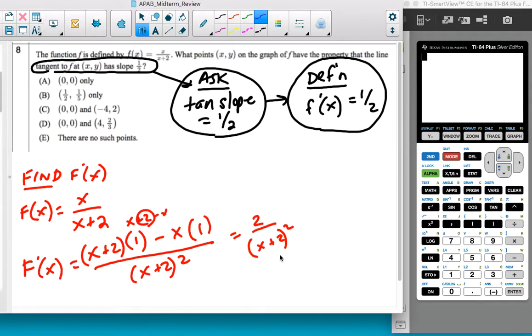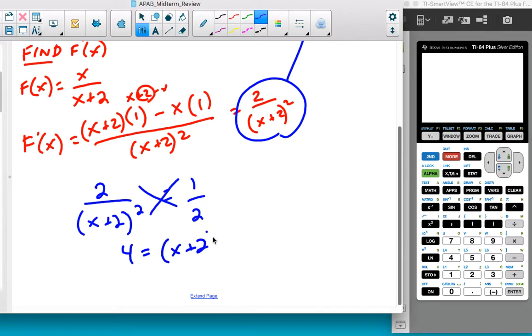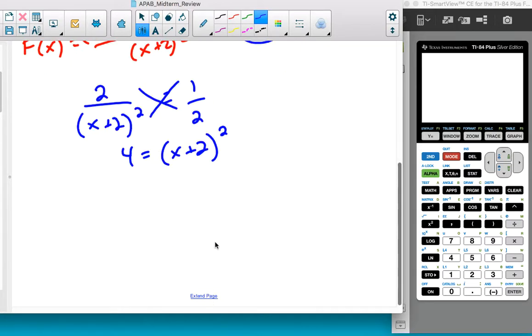So this is my f prime, and I want to set it equal to 1/2. So 2 over the quantity x plus 2 squared equals 1/2. The easiest way to do this is probably to cross multiply. So I get 4 equals the quantity x plus 2 squared. Now, there's a few ways to proceed from here. I think the easiest way, because there's only this one power of x, is to solve using SADMEP. There's no subtraction or addition, no division or multiplication, but there is an exponent.